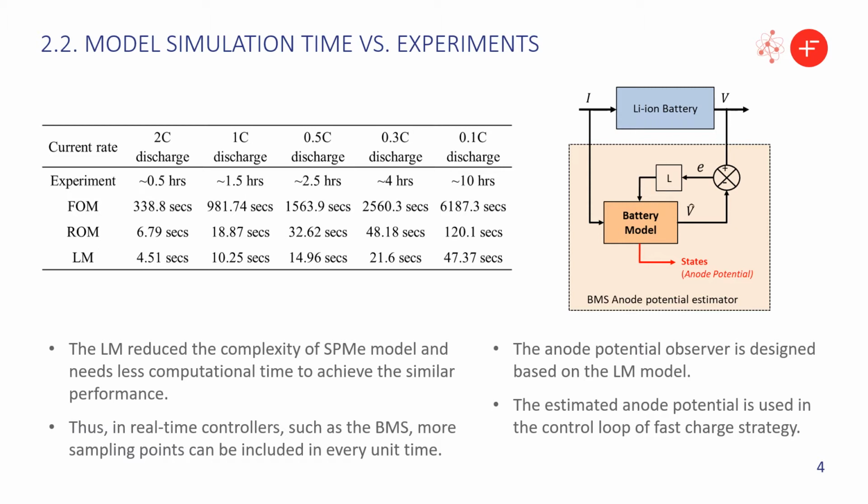The observer uses the charging current as the input and the terminal voltage as feedback. The error between the estimated terminal voltage and the real voltage measured from the cell is used to drive the observer to track the state values of the real cell. Then, even though the anode potential cannot be measured directly, it can be estimated from the observer.